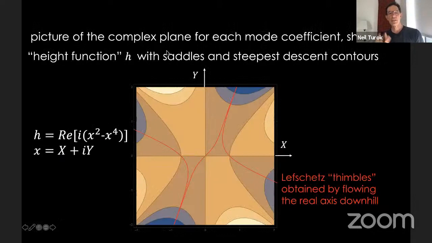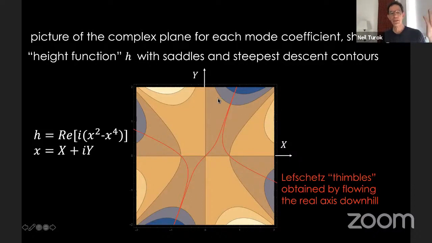And then we want to complexify the mode coefficients and deform our contour from the real axis here onto the contours of steepest descent. Now, as I mentioned, there are non-trivial saddles. This one represents the non-trivial classical solution, which is predominantly that mode. This is the minus of it. And here is the trivial saddle where the mode coefficient is zero. So we started from this contour, the real axis, and then we flowed it downhill. And so what's the height function here?